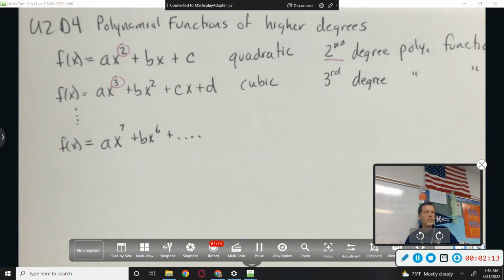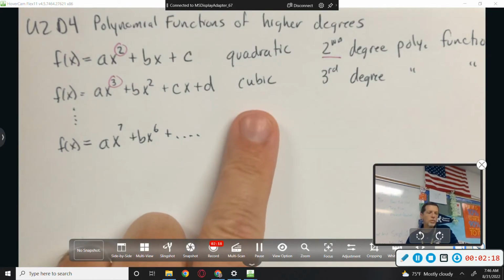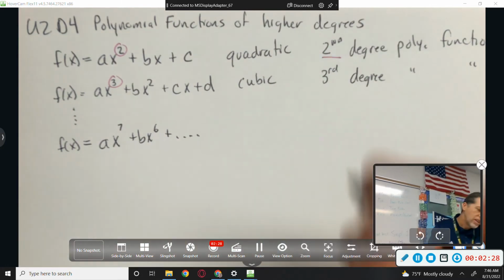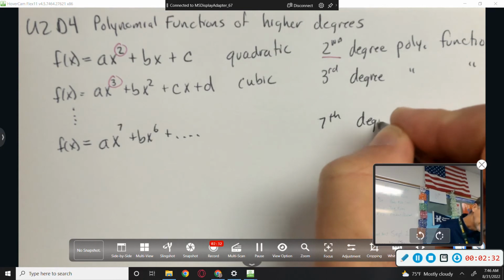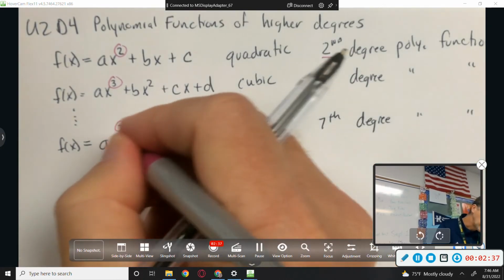I don't know what the 7th special name would be. Right? 4 would be quartic, 5 would be quintic, 6, 7, 8. 8 might be like octic, but it doesn't matter past 3 or so. But we could say that it's a 7th degree polynomial function because the highest power was 7.